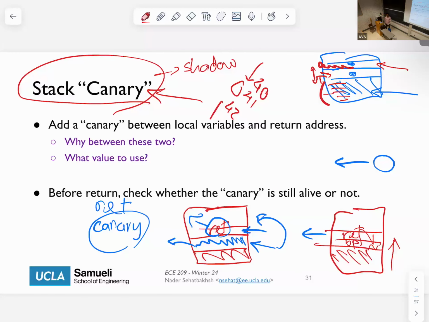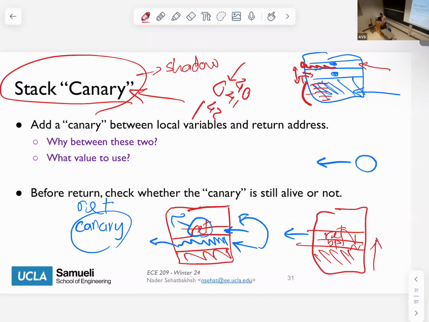And then there are attacks on both stack canaries and shadow stacks. So they have their own problems. As I said, there are two problems. One is that there are attacks for them, and the second problem is that they come with overheads, including performance overhead or area overheads.